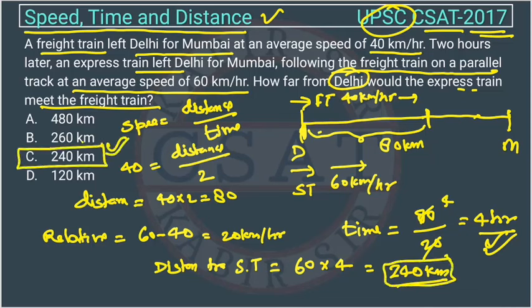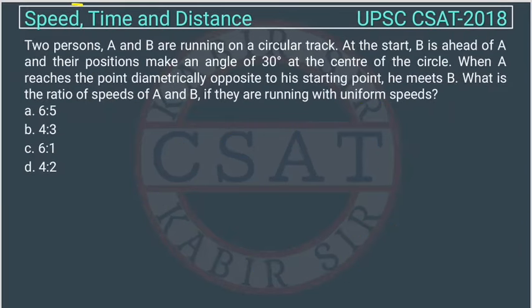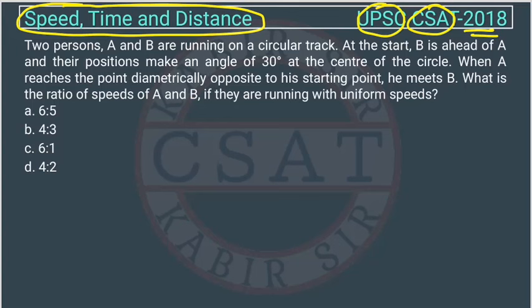See, these are very easy questions if you understand the concept, right? If you can understand this language, the question becomes easy. So its answer is option C. This is a question from the speed, time and distance unit asked by UPSC in their CSAT paper of 2018. This is a very good question, right? It is using one concept. If somebody knows it, he or she can solve it in 10 seconds, right?